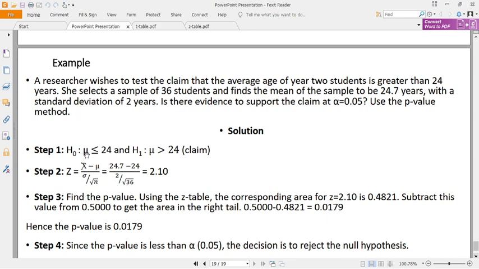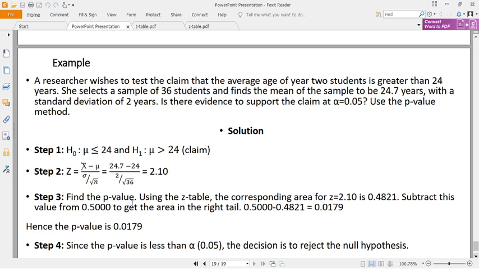So we start by stating the hypothesis. The researcher claims that Year 2 students are greater than 24 years. So this is our claim, or alternative hypothesis. Therefore the mean is greater than 24 years, and the opposite of this will be the null hypothesis, which will be less or equal to 24. So step 2, we get our test value using the formula. We have the observed age, we have the mean age, the standard deviation, and then the sample size. So that gives us the test value.